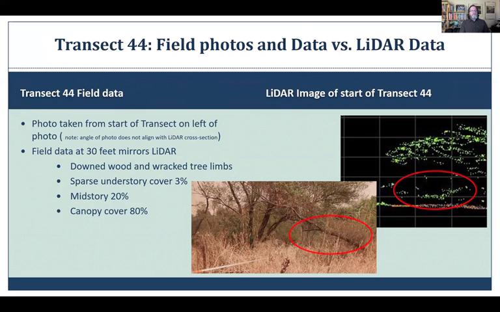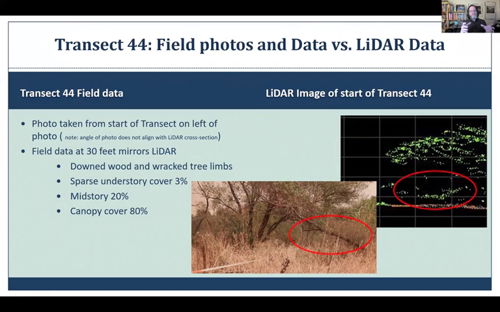Next, I just wanted to give you a field photo and a comparison with the LiDAR cross-section to give you a sense of an area where the field and LiDAR comparison was working quite well. In this case, we have a relatively open riparian canopy, and at the 30 feet point along the transect, the LiDAR data was doing a pretty good job of picking up the down wood and the racked tree limbs that you can see in the photo here.